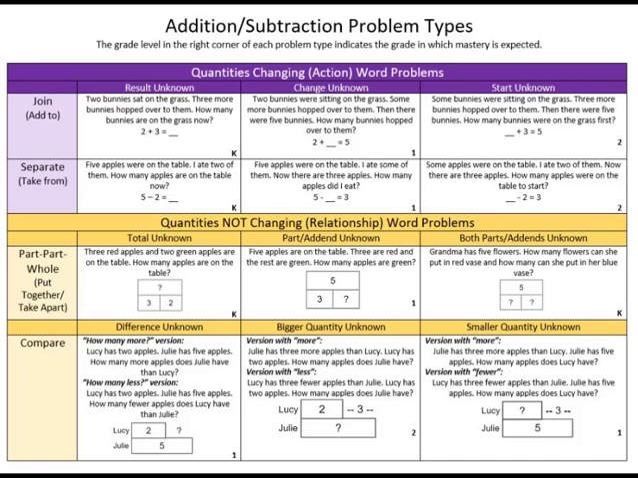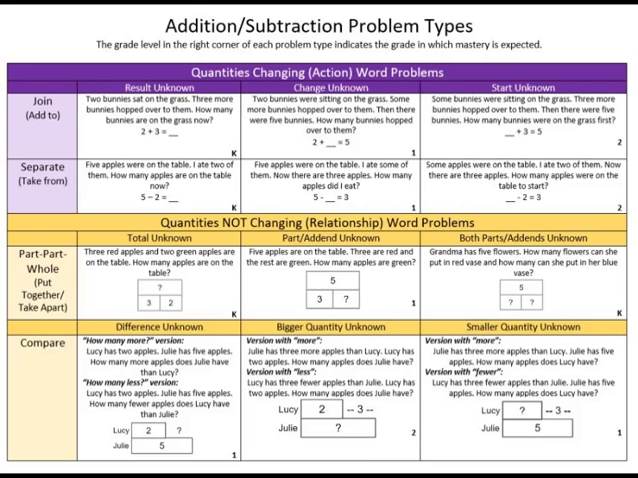As we look at this chart, again, I've divided it into 2 colors to help you distinguish between the quantities that are changing word problems and the quantities that are not changing word problems. As you examine this chart, you probably notice the little letters and numbers in the bottom right-hand corner. These letters and numbers indicate the grade level that each problem type is expected to be mastered.